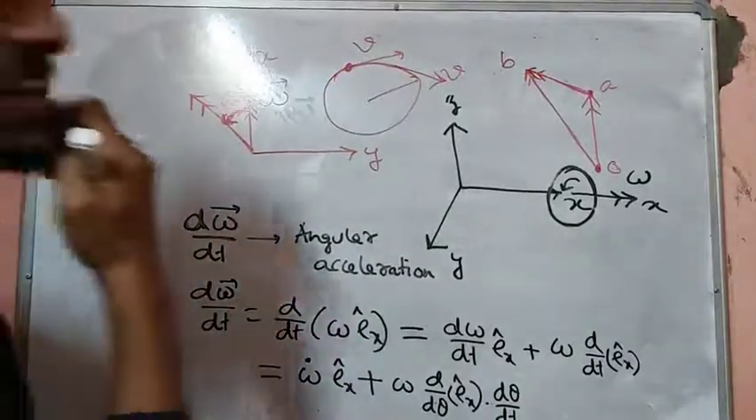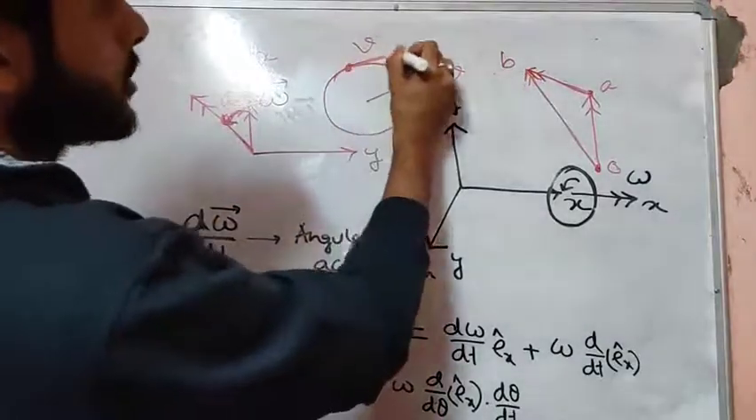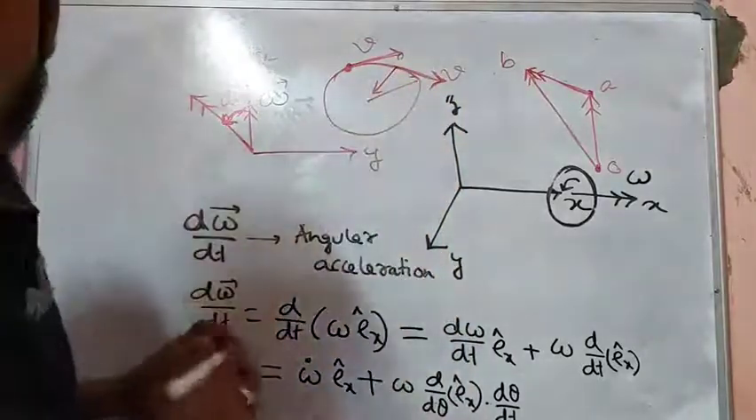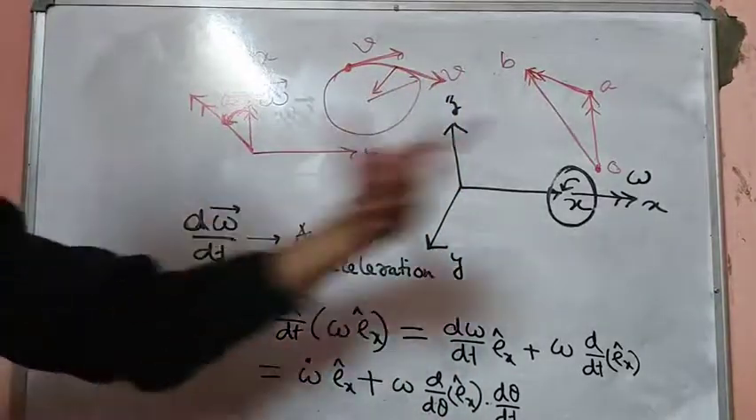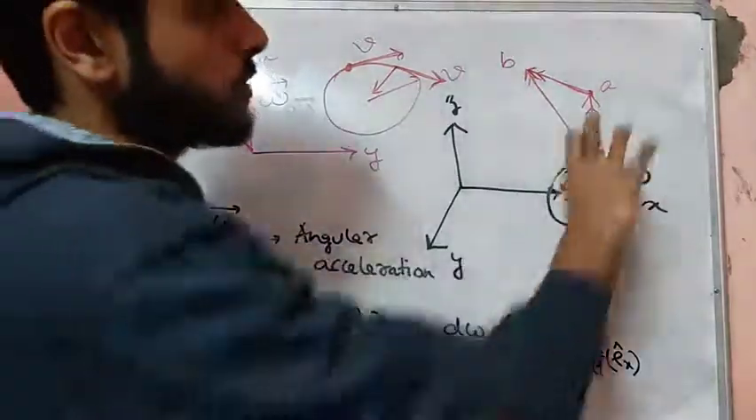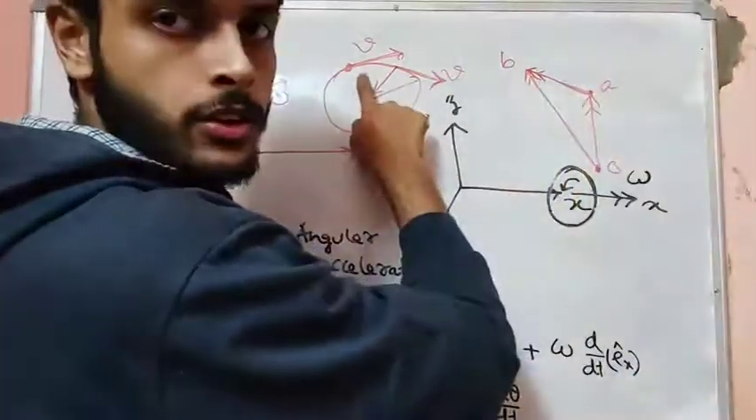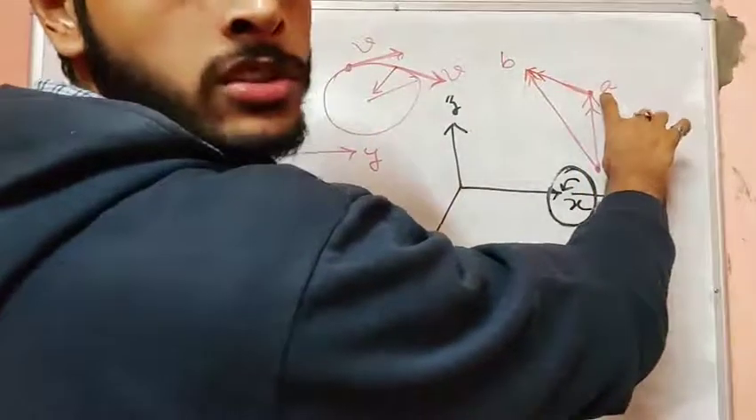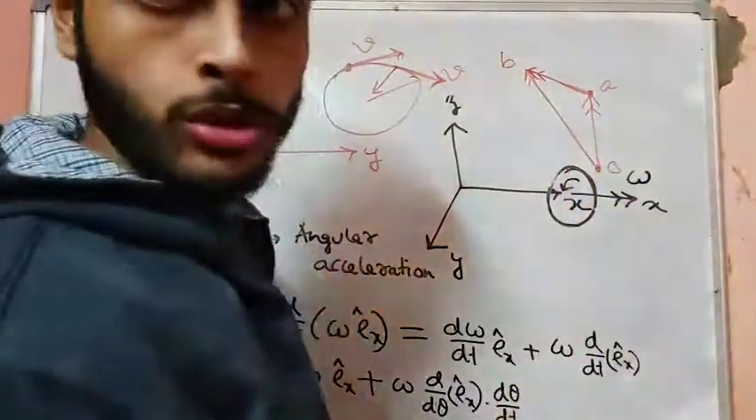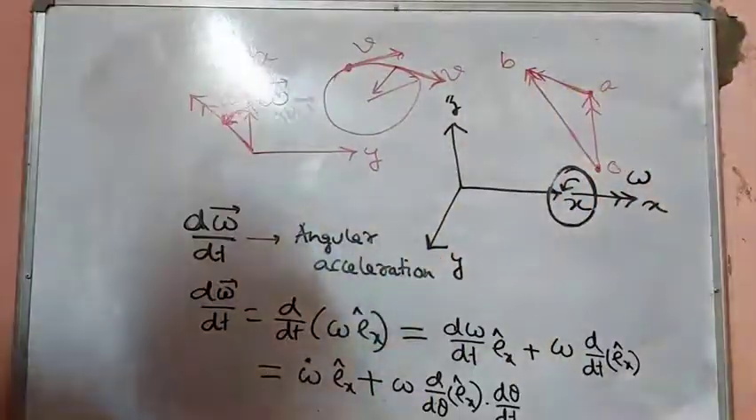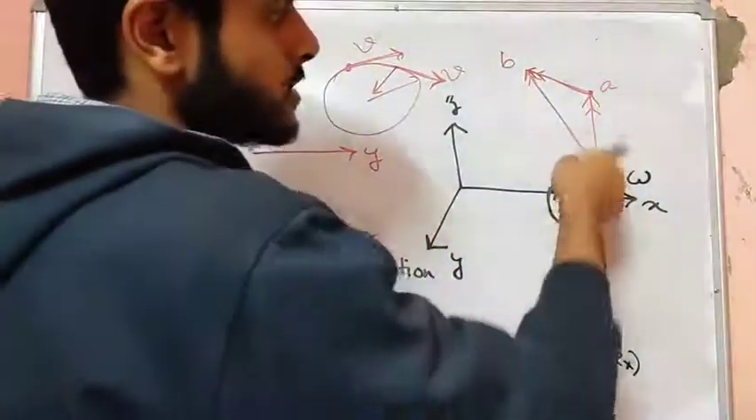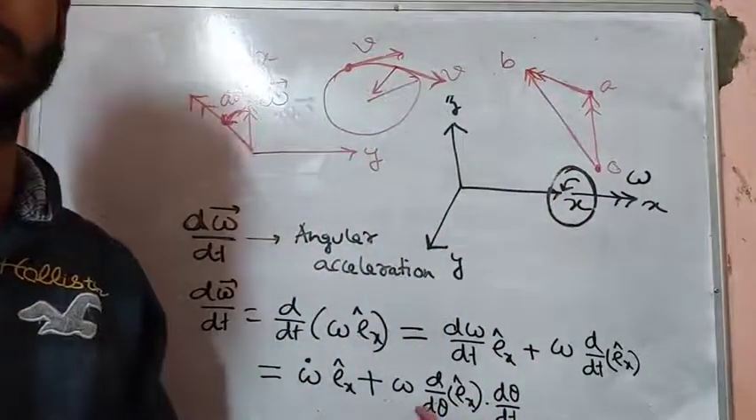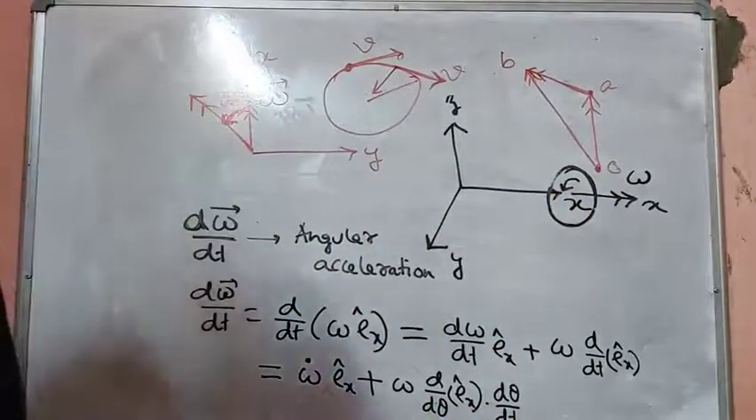Even if the particle moves with a constant velocity v, there is an acceleration perpendicular to v, which is v square by r, the centripetal acceleration, right? A similar concept over here. Even if the angular velocity, here it was linear velocity, here we are considering angular velocity. Even if the angular velocity is constant in magnitude, the change in direction produces an angular acceleration, which is given by this quantity.